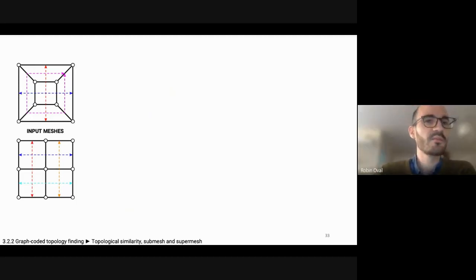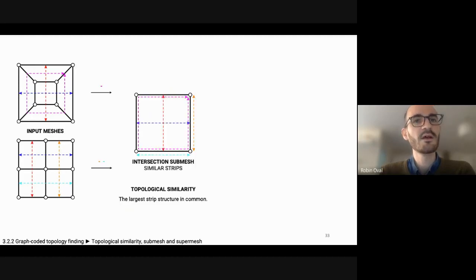I will just brush on the method. So assuming that we have two abstract input meshes, how do we actually find topological hybrids? To do so, one has to define the topological similarity between quad meshes. In that case, I define it as the largest strip structure, the strip structure that I introduced previously, that they can have in common.